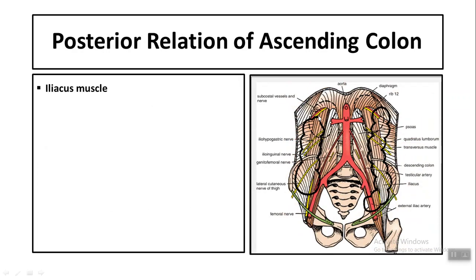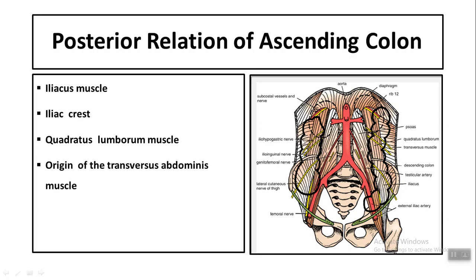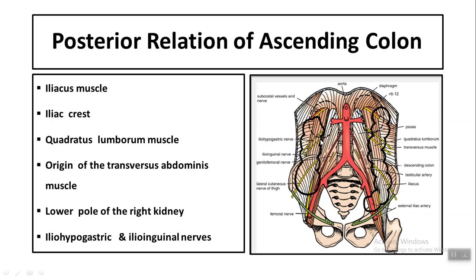What are the posterior relations of the ascending colon? As it is tethered to the posterior abdominal wall by the peritoneum, it is related to the structures on the posterior abdominal wall. These are the iliacus muscle, the iliac crest, the quadratus lumborum muscle, the origin of the transversus abdominis muscle, and the nerves. In addition, the lower pole of the right kidney, with the nerves, the iliohypogastric and the ilioinguinal nerves. All these structures are the posterior relations of the ascending colon.